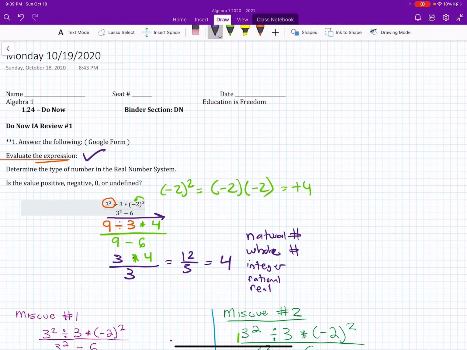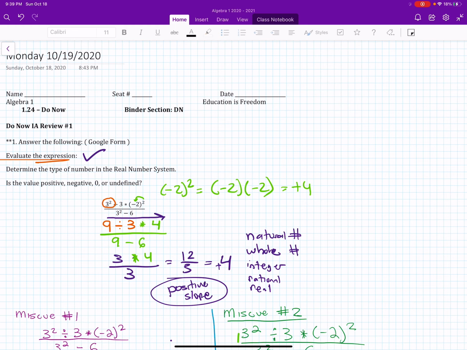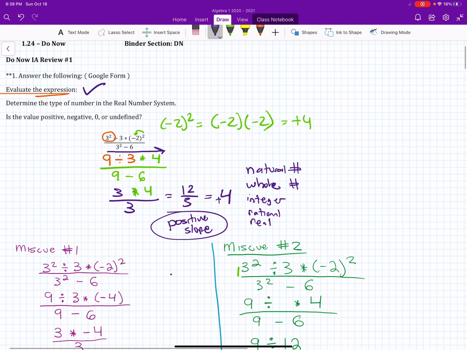Now, as a positive, negative, or 0, 4 is positive, so it has a positive value. Oh, sorry, we're not even there yet. We'll get there.